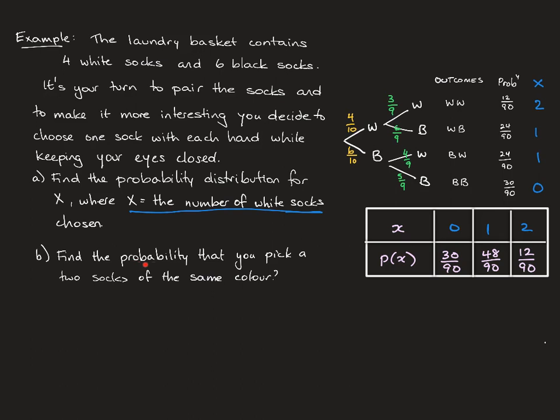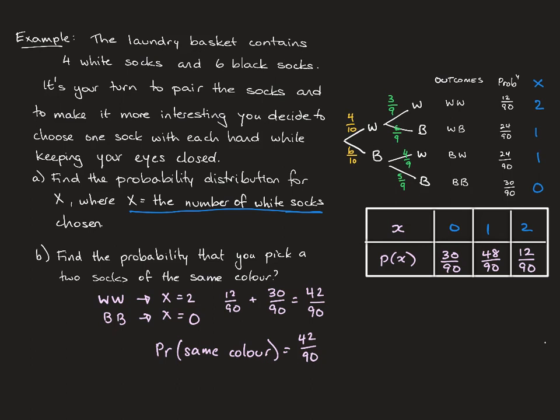And the final question asks me to find the probability that you pick two socks of the same colour. So that means that you'll have either 2 white socks, which means the number of white socks would be 2, or you would have 2 black socks, which means that the number of white socks would be 0. So the probability that X is equal to 2 is 12 on 90. The probability that X is equal to 0 is 30 over 90. So the probability that we pick a pair is in fact 42 on 90.